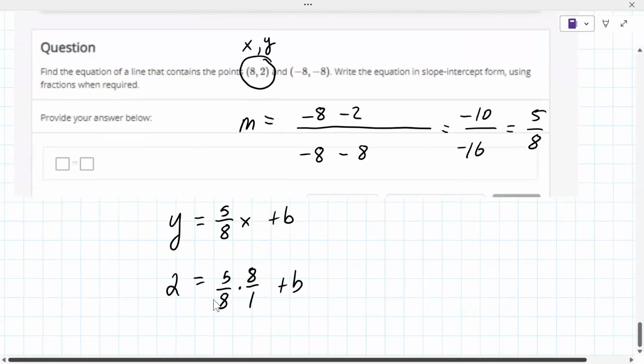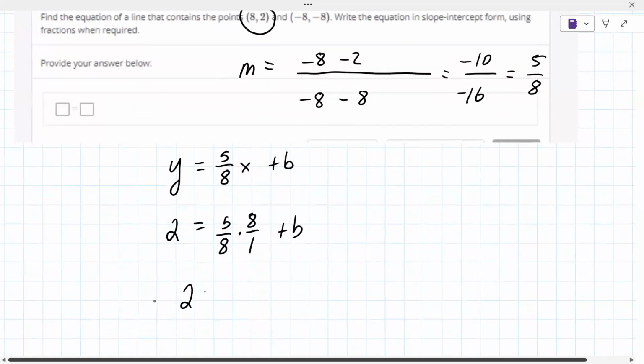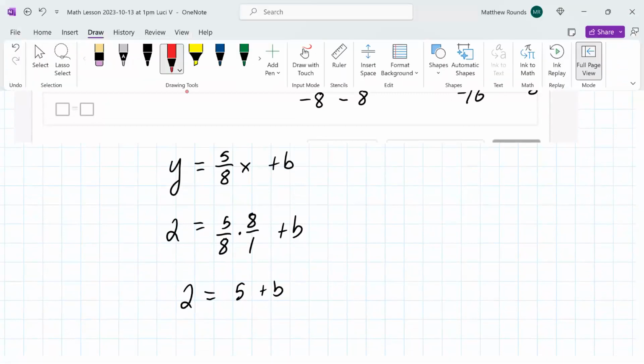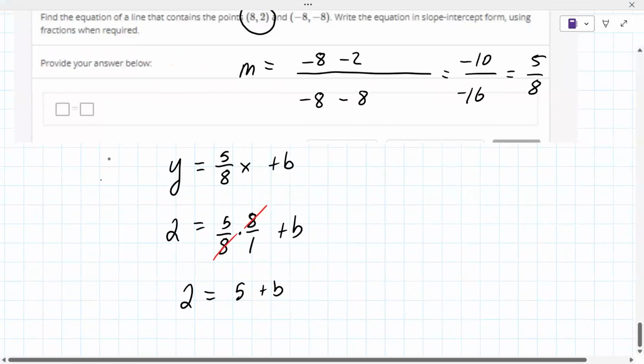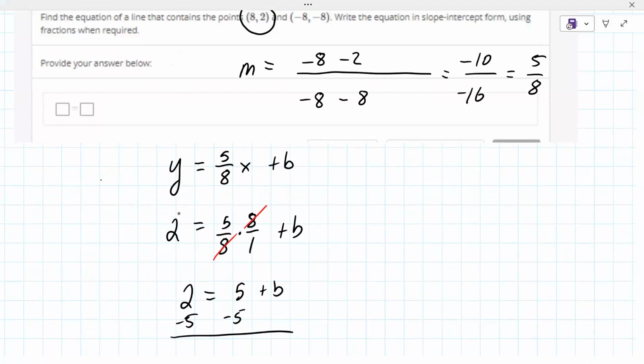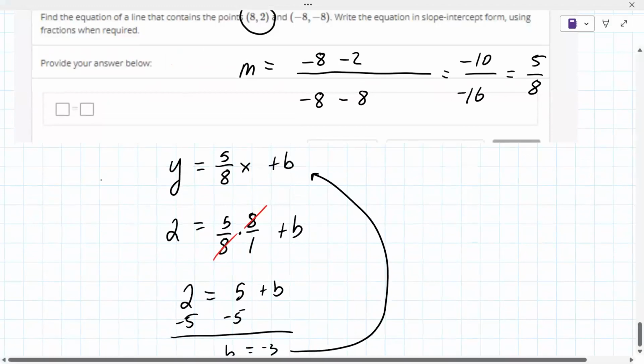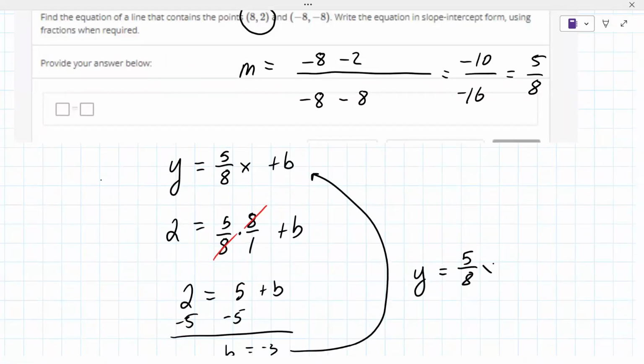Could you tell me what this fraction reduces to? Would it just be 5? So it's 2 equals 5 plus b. You can do what's called pre-reduce, which is cancel out things like that. Is the 5 positive or negative? Positive. So you undo it with subtraction. B equals negative 3. That goes back here. So you have y equals 5 over 8x minus 3. The box on the left is a y. The box on the right is 5/8 x minus 3.